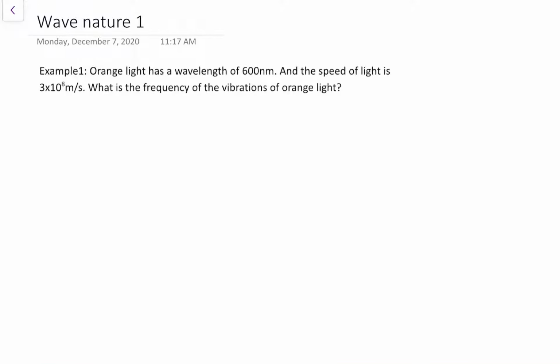Kind of a throwback to grade 11 waves and sound. If we know the wavelength of a wave and the speed that it's traveling at, we can use the wave equation to find the frequency. Basically, if we know any two, we can find the third.